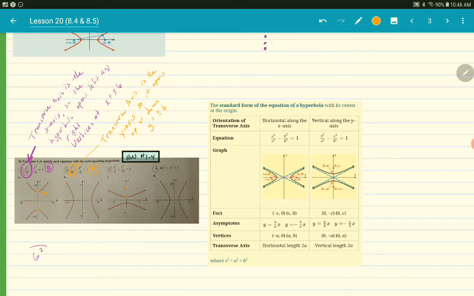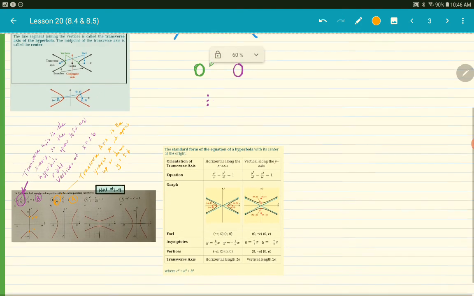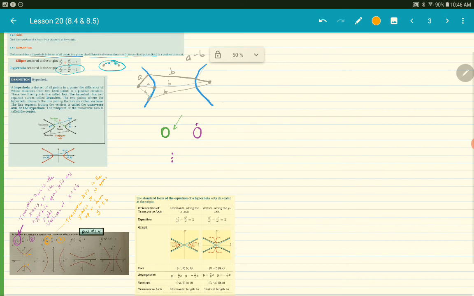And I'll erase my scribbles. Just keep my answers. I'll keep my 6 there because that told us that this was the right one. And there's your intro to hyperbolas.